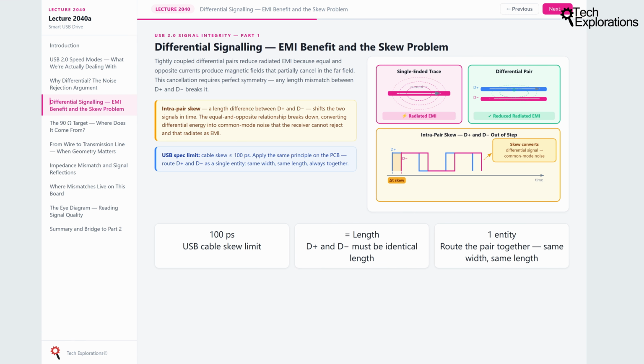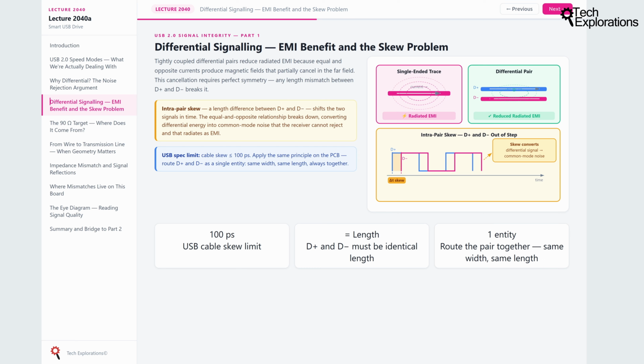The differential pair offers a second benefit beyond noise immunity: reduced radiated electromagnetic interference, or EMI. When D+ and D- carry equal and opposite currents simultaneously, the magnetic fields partially cancel each other out in the far field. A tightly routed differential pair radiates significantly less than a single-ended signal carrying the same data. This cancellation depends entirely on symmetry. The 2 traces must be the same length and routed in close proximity.